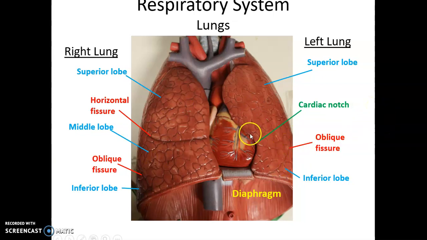The left lung also possesses a cardiac notch, this little depression into the lung. The cardiac notch is present because the left side of the heart is bigger than the right side, and so the left lung has to make room for the heart. And then it's also worth mentioning that the diaphragm, a critical muscle for breathing, is directly inferior to the lungs and also forms the border between the thoracic cavity and the abdominal cavity.